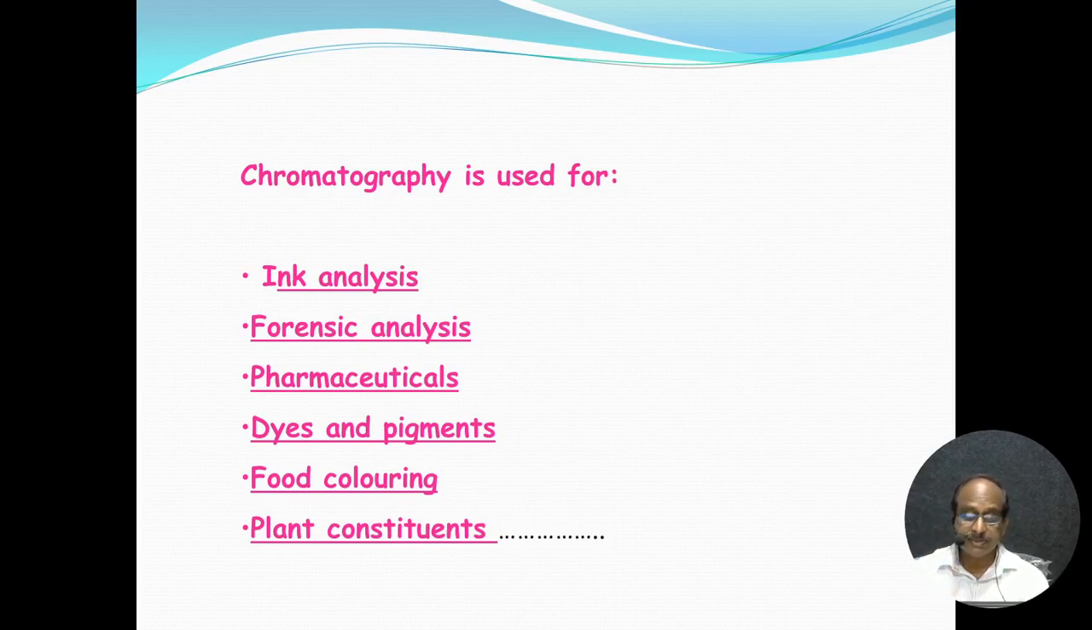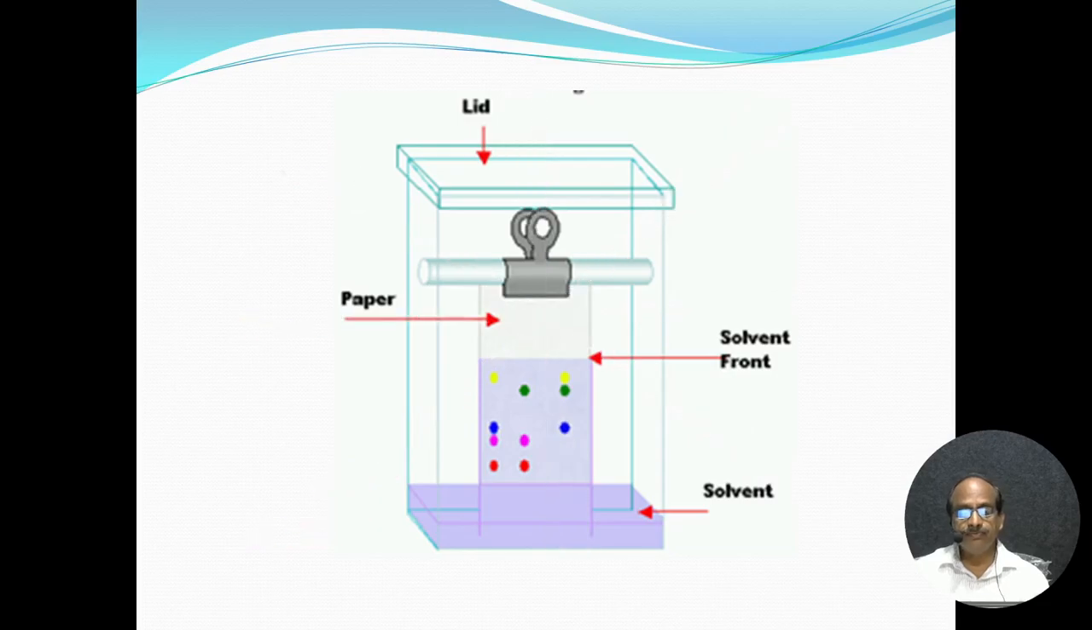For all these parameters we have to use paper chromatography. Suppose you take this, this is called the chamber. This is called the external part, this is the upper part, the lid. This is the glass rod, and there is one clip. This is called the paper. The solvent front. This is called the solvent.